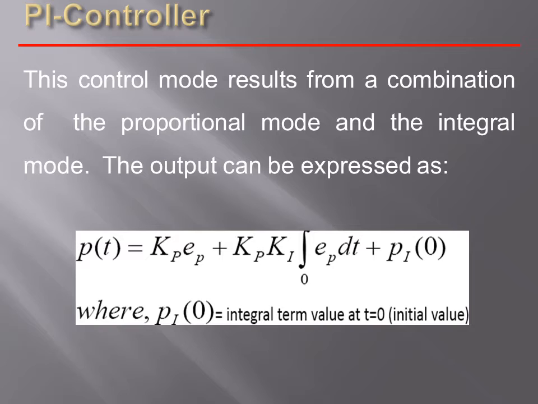This control mode results from a combination of the proportional mode and the integral mode. The output expression can be given as P of t is equal to Kp Ep plus Kp Ki into integration of Ep dt plus Pi0. Here Pi0 is the integral term value at t is equal to 0, so we can call it the initial value.